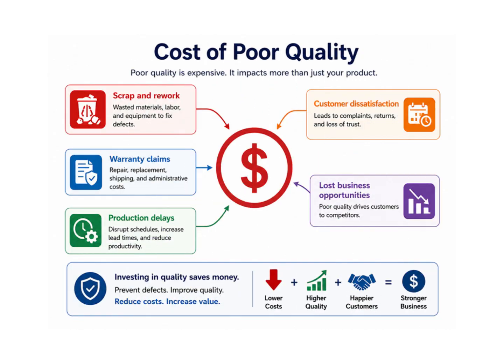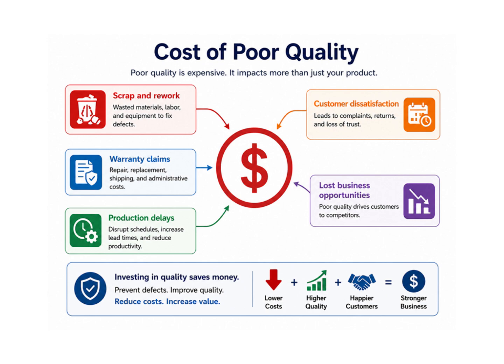Now that we've introduced sigma levels and seen how they quantify process performance in terms of defects and yield, we can connect these metrics to their real organizational impact. A shift in sigma level is not merely a statistical improvement. It has direct consequences for operational cost, customer satisfaction, and long-term competitiveness.